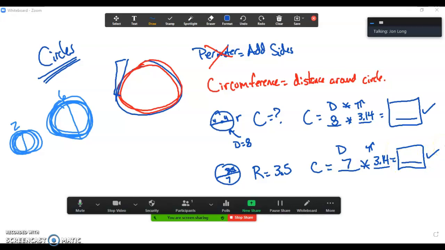See if you're right. So, ladies and gentlemen, this is circumference, and someone just knocked on the door and scared me. So good luck. Do the best you can.